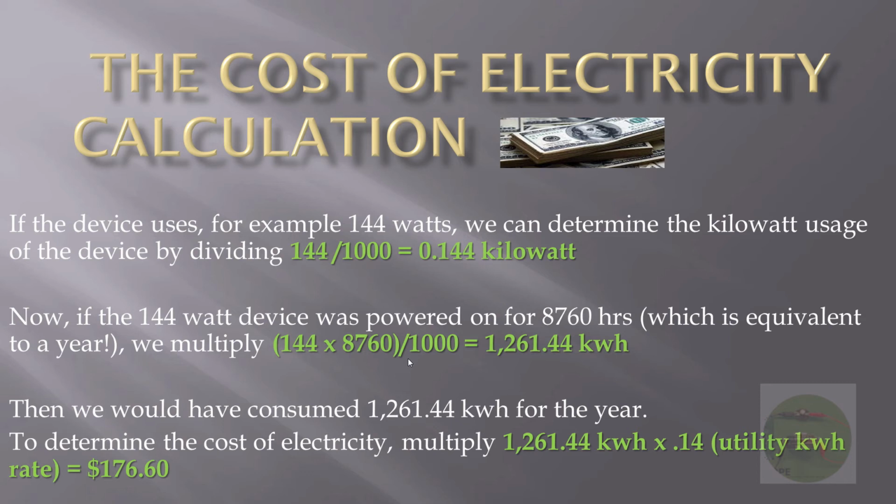Once you know that, given the utility rate, if the utility company tells you that they charge 14 cents per kilowatt hour, then you can multiply your usage by 14 cents, and that will give you the actual cost of electricity. Now, if you don't know explicitly the rate that the utility company charges, you can calculate it, and I'm going to show you that on the next screen.